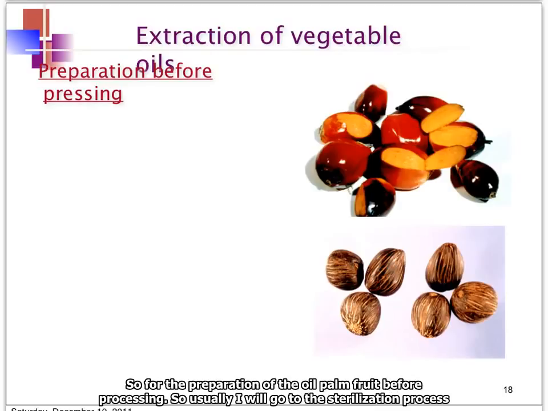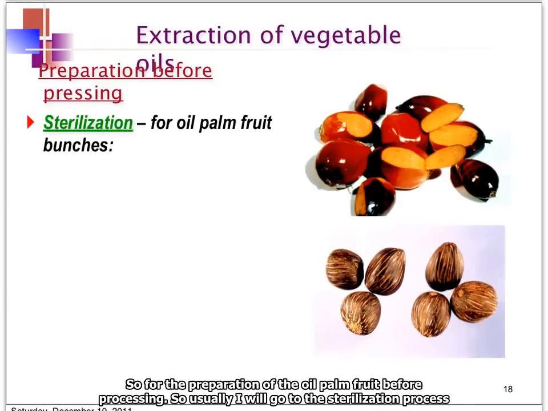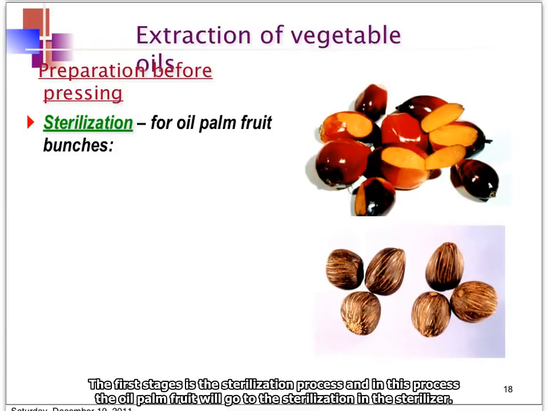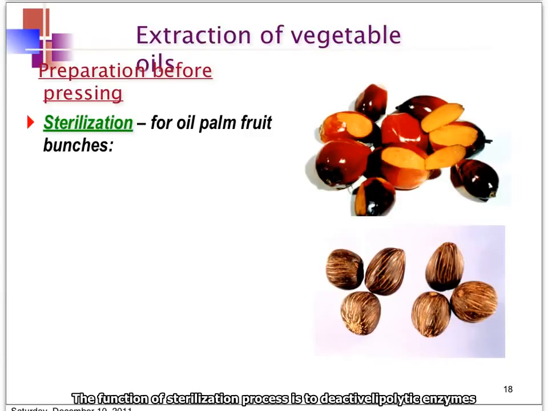So for the preparation of the oil palm fruits before processing, usually they will go through the sterilization process. Before pressing out the oil from the oil palm fruits, the first step is the sterilization process. In this process, the oil palm fruit will go through sterilization in the sterilizer. The function of the sterilization process is to deactivate the lipolytic enzymes.